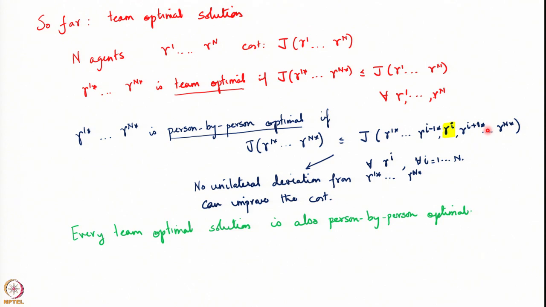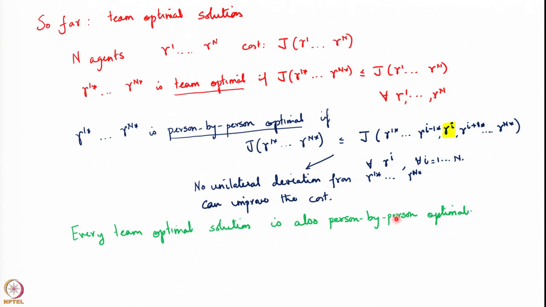So, therefore, what we find is that the cost under gamma 1 star to gamma n star is less than or equal to this particular expression. And consequently, gamma 1 star to gamma n star satisfies this inequality here. And you could do this not just for player i, but in fact for every player. So, as a result of this, we can conclude that gamma 1 star to gamma n star is also person by person optimal if it is team optimal. So, every team optimal solution is also a person by person optimal solution.